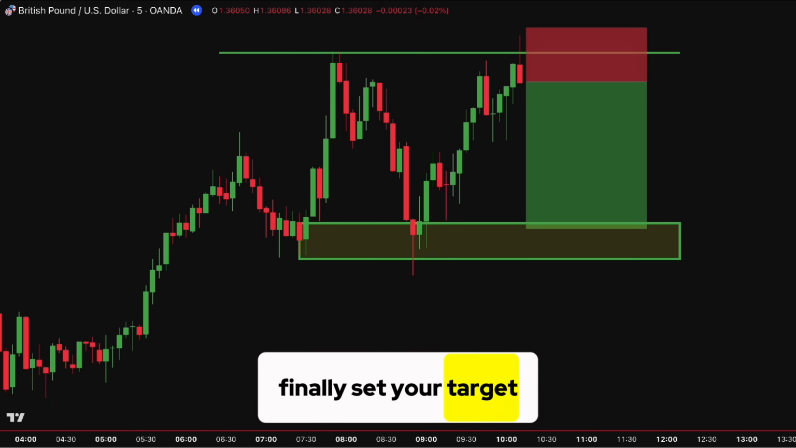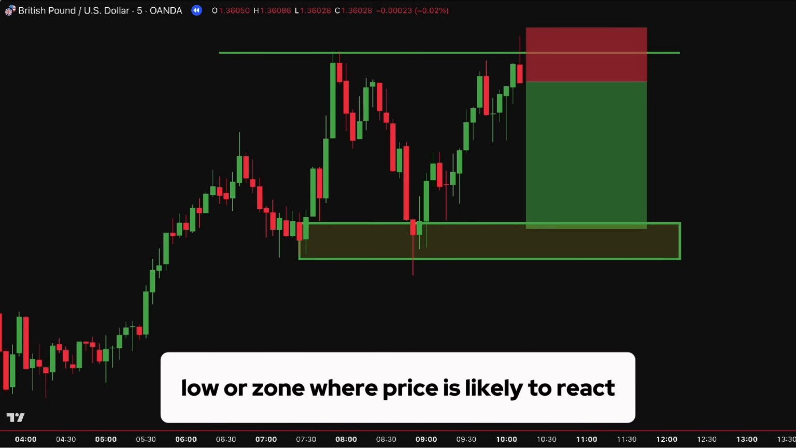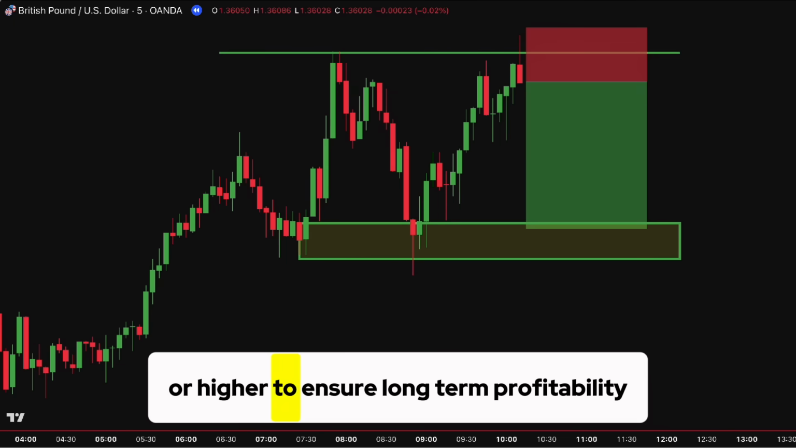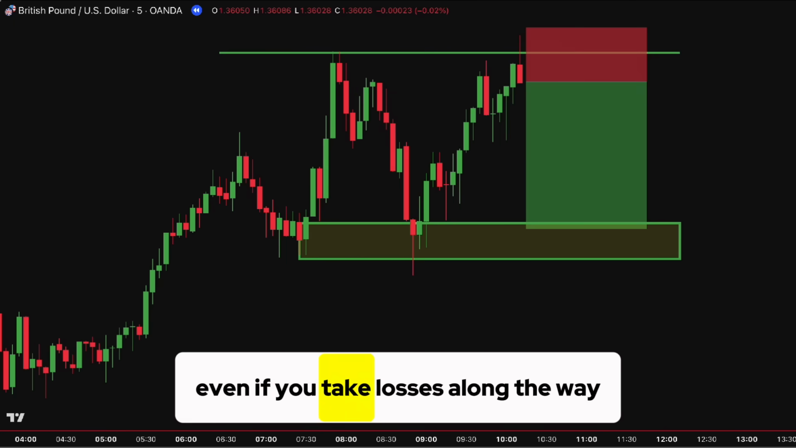Finally, set your target. Look for the next support level, structure low, or zone where price is likely to react. Stick with a 2-to-1 risk-to-reward ratio or higher to ensure long-term profitability, even if you take losses along the way.